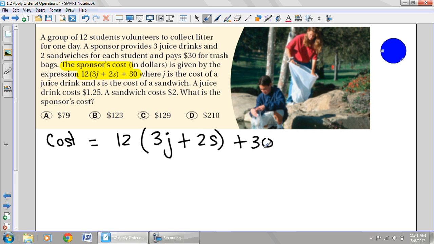Once you identify what the expression stands for, the next thing you need to know is what the j and the s represent. J is the cost of the juice drink, so I'm going to write J stands for juice. And S is the cost of a sandwich, so I'm going to write S as sandwich.